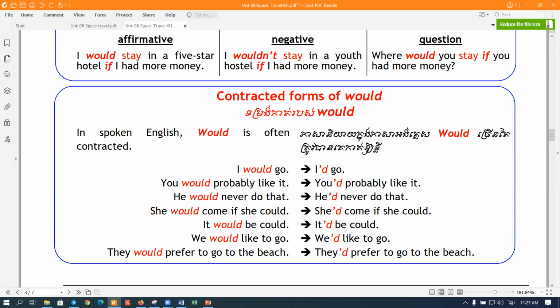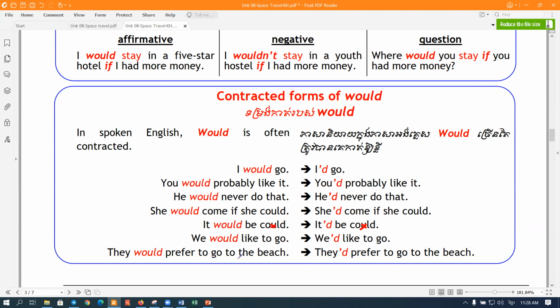I would go, I'd go. You would go, you would probably like it, you'd probably like it. He would never do that, he'd never do that. She would come if she could, she'd come if she could. It would be cold, it'd be cold. We would like to go.